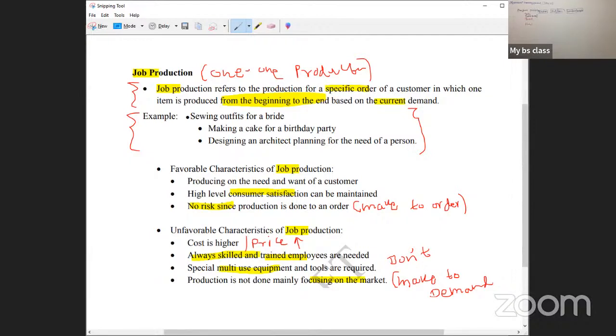Okay, shall we write another example? Consulting a doctor. Yes, that's also job production.